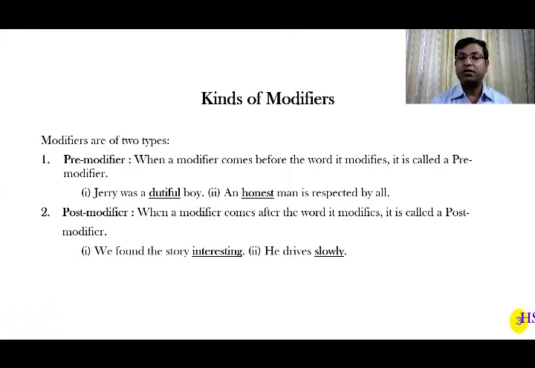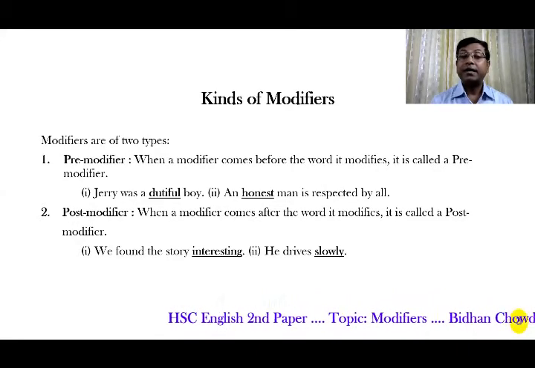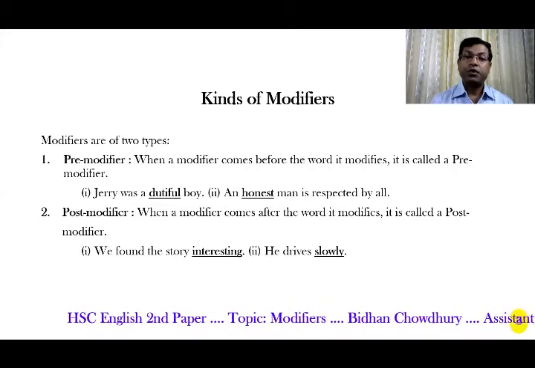How was the story? Interesting. How did we find the story? Very interesting. So, interesting is doing the function of a modifier. It is modifying the previous noun story. And as it comes after the noun, it is called a post-modifier.